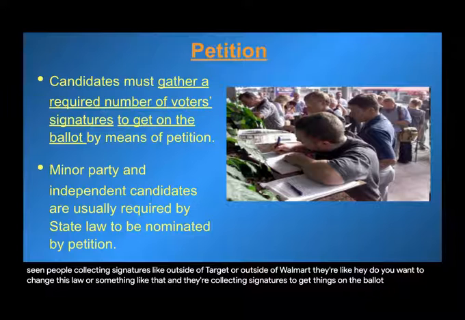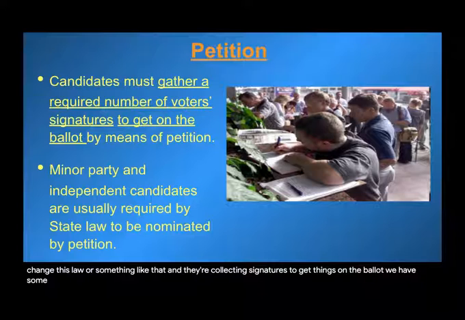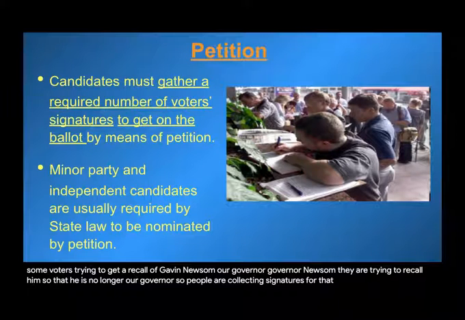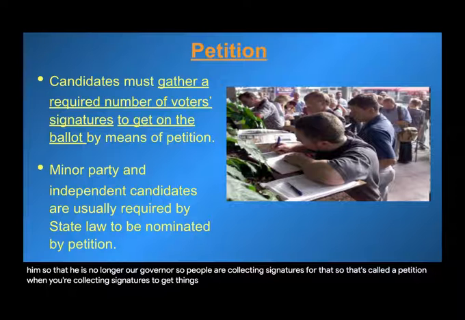Right now in the state of California, we have some voters trying to get a recall of Gavin Newsom, our governor. They are trying to recall him so that he is no longer our governor. So people are collecting signatures for that. So that's called a petition when you're collecting signatures to get things on the ballot.